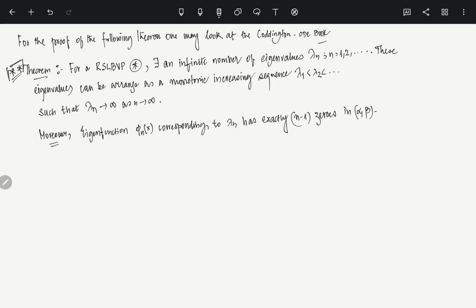Now let's look at the singular Sturm-Liouville boundary value problem. By the way, the theorem which I just talked about, this last theorem, we are going to use this theorem.